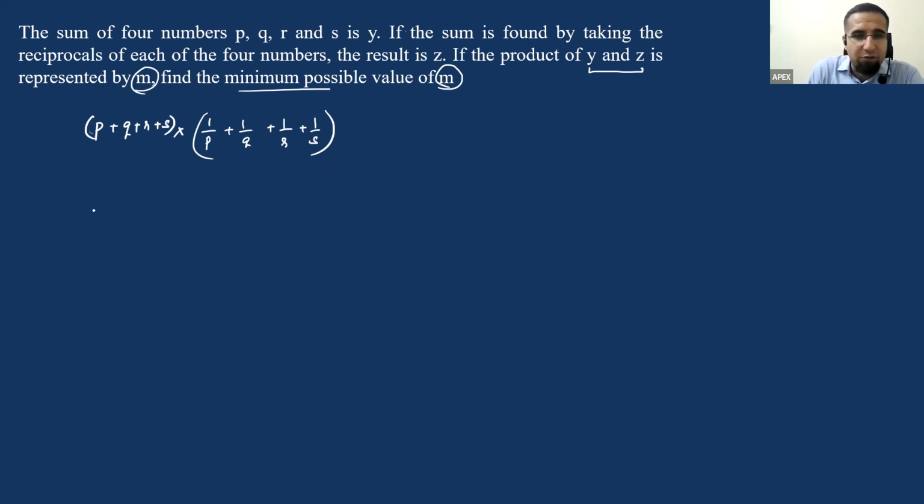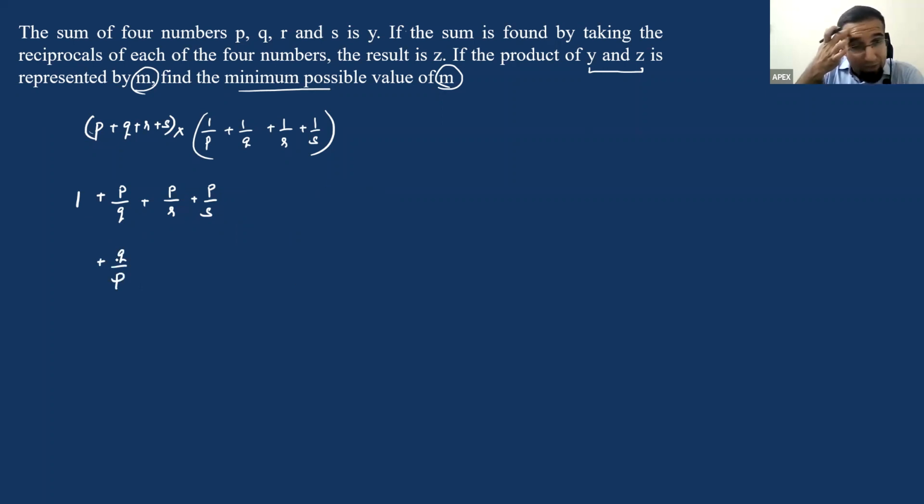First way is just expand the brackets. So p into 1 by p will give you 1 here. P into 1 by q will give us p by q. Then we get p by r, and then we get p by s. Similarly, we will get q by p. Let me start writing this way. So this is 1. Now with q, q into 1 by p will give you q by p.